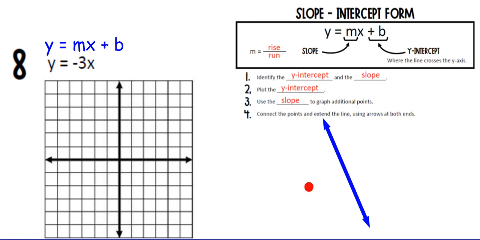Number 8, y equals -3x. Plus or minus, there's nothing there, so that's like 0. That's a plus 0. Think about it. So my y-intercept is 0. And then I'm going to go down 1 and to the right. So it's going to go this way. So I'm going to go down 3. 1, 2, 3 to the right. 1, 2, 3 to the right.